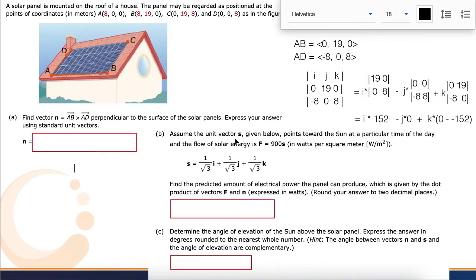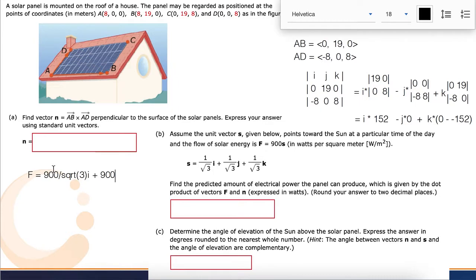So for the next part, they give us this vector s, which points towards the sun at a particular time of day. They say the flow of solar energy is 900 times s. So all you have to do to find vector f is multiply every component of vector s by 900. In other words, f is 900 over the square root of 3 for the i component, 900 over the square root of 3 for the j component, etc.